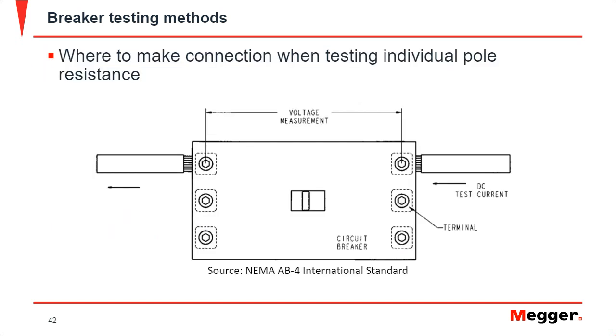So where do you make these connections when testing the breaker? You'd connect right here on the terminals of the breaker that you see pictured here. Again, you're measuring the contacts and the path of current, making sure that it's a small resistance that you're measuring, because a high resistance is going to impede the flow of current.